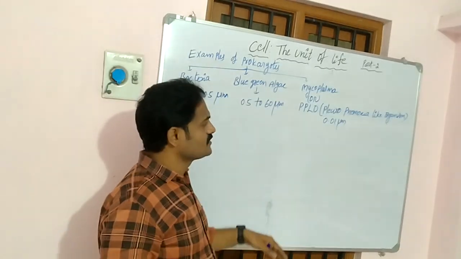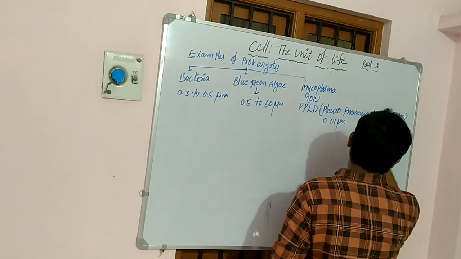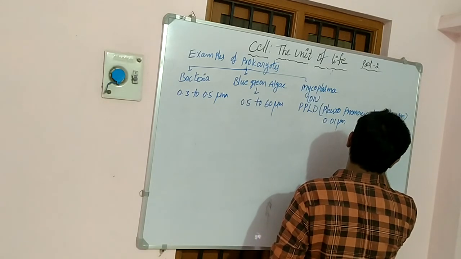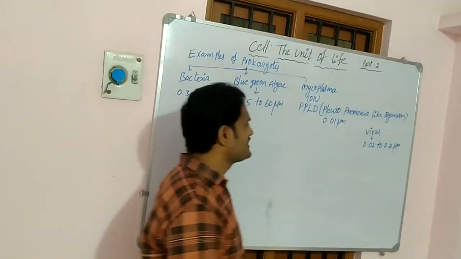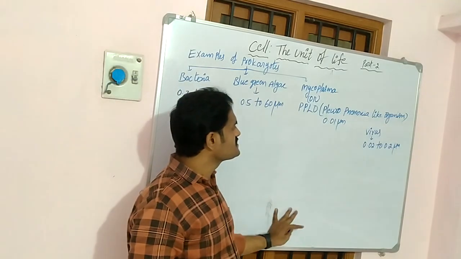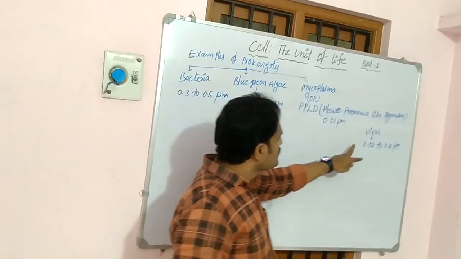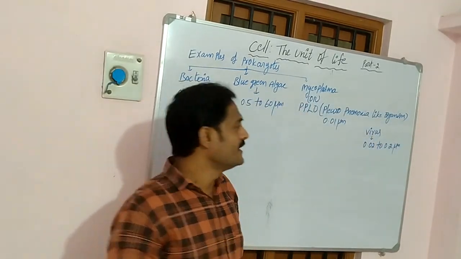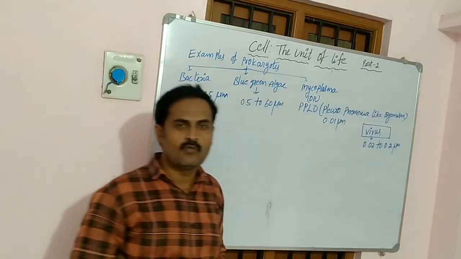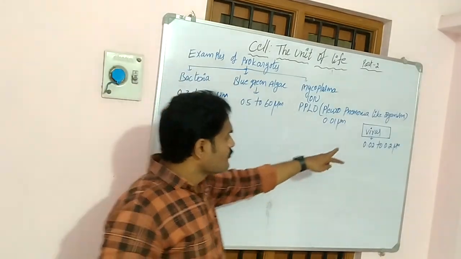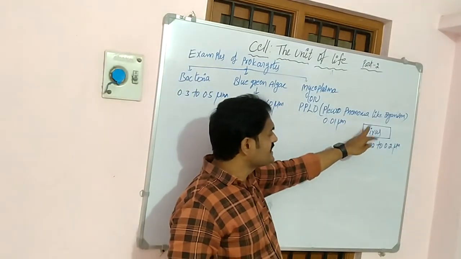You may have one more doubt: virus is also small. Commonly the virus size is about 0.02 to 0.2 micrometers. So the smallest cell in the world is called mycoplasma. The virus is also very small, but a virus is not a cell. Remember that. A virus is not a living cell. When the virus is living inside an organism, then it behaves as living.